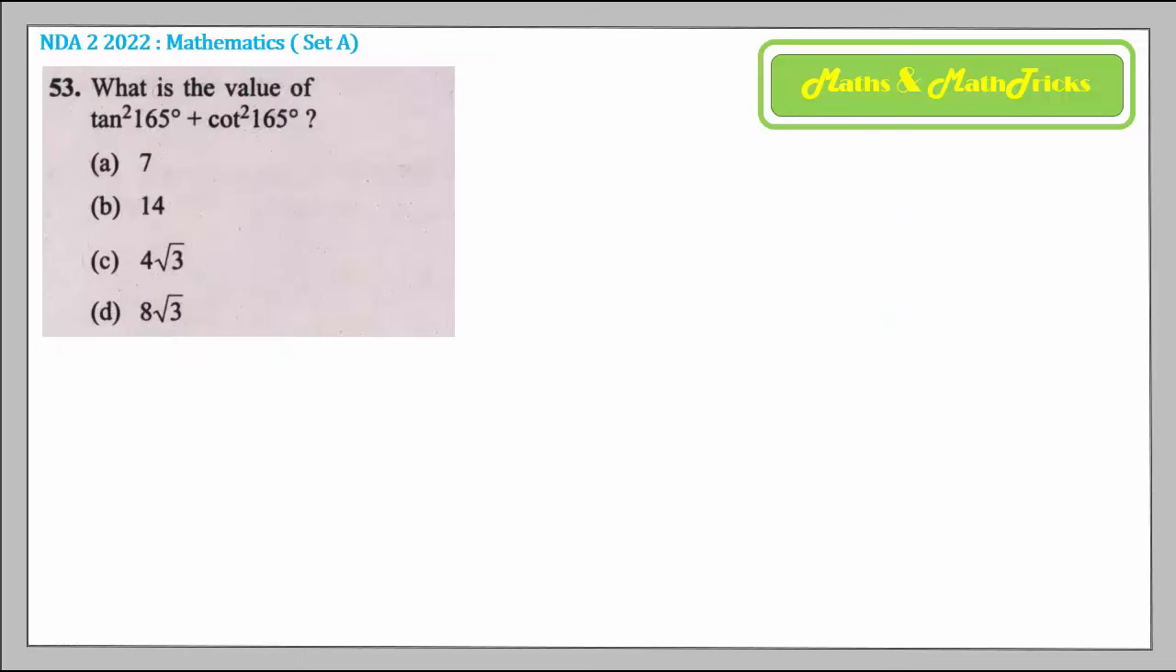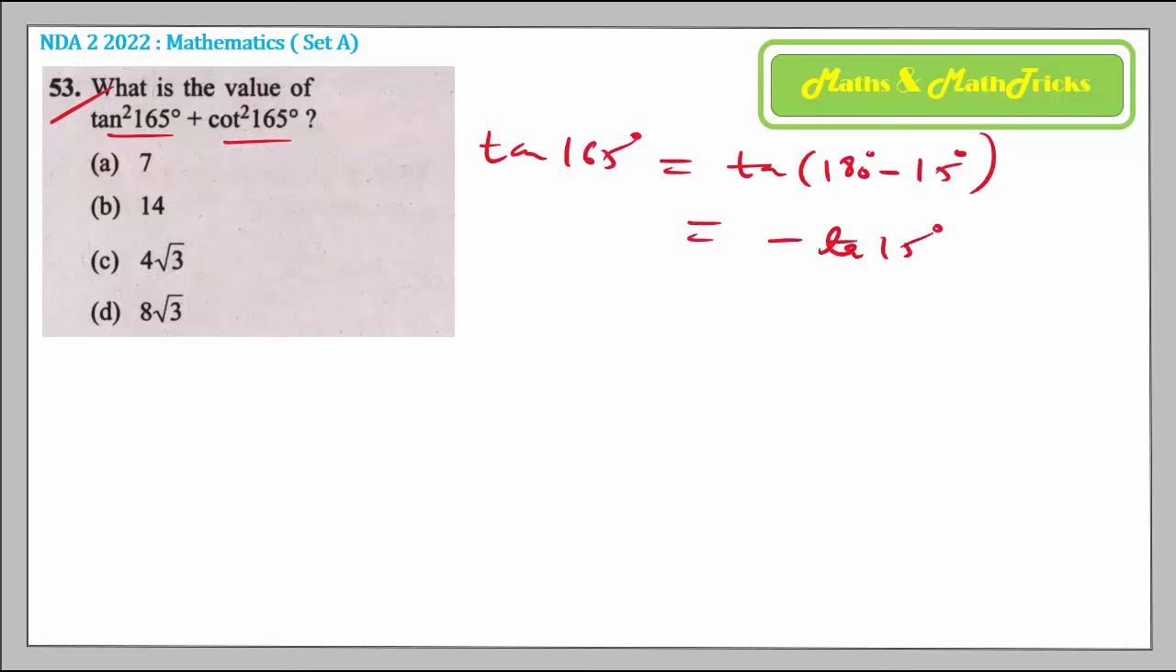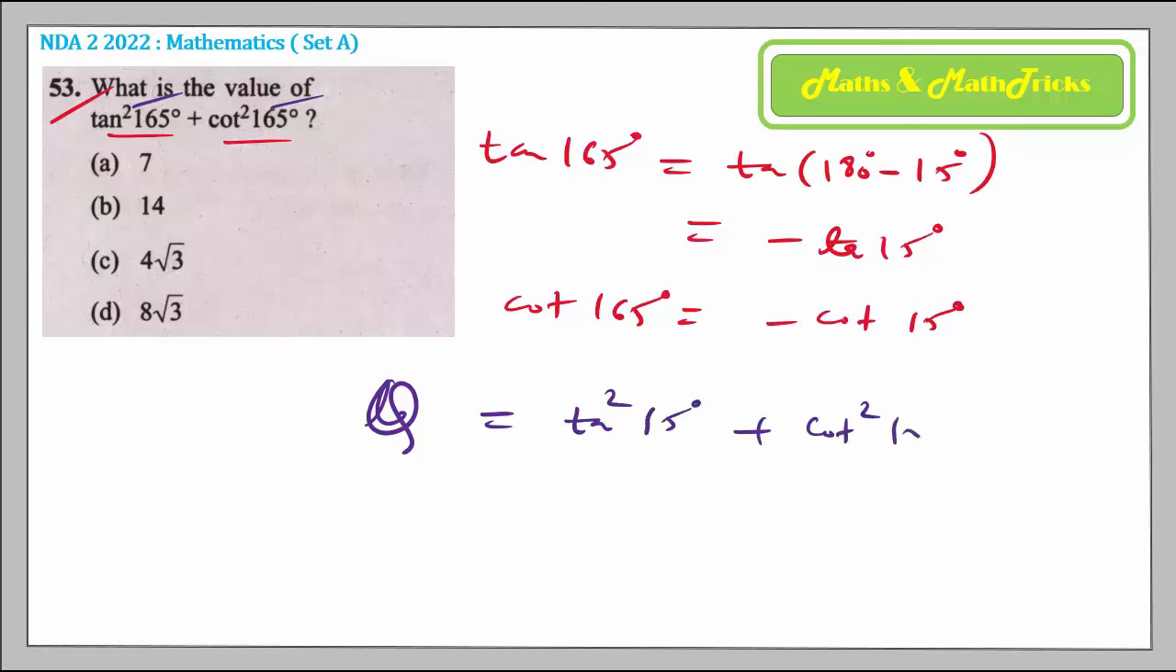In this question we are asked the value of tan square 165 degrees plus cot square 165 degrees. By the way, tan of 165 degrees you can write as tan of 180 minus 15 degrees, and tan of 180 minus theta in the 2nd quadrant is minus tan theta. Similarly, cot of 165 degrees you can write as minus cot 15 degrees. Isn't it so? So squares are there, so anyway it will be positive. So therefore your question is equal to tan square 15 degrees plus cot square 15 degrees.